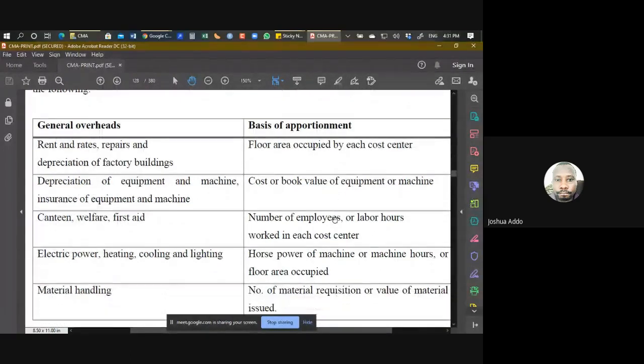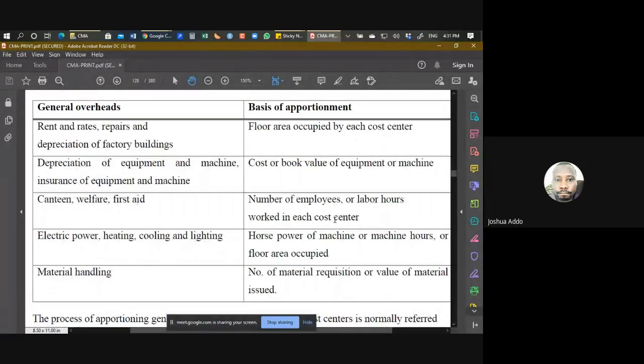Most of the time, the basis we use, and you also have to understand why this basis may be appropriate, is the cost of the equipment or the machine, or book value if the cost is not there. If you don't have the cost information, use the book value of the equipment or machine. The idea is that depreciation is normally based on cost, cost adjusted with maybe scrap value and other things. So if the cost is huge, depreciation will be huge. So it makes sense to use cost as the basis to share such an expenditure.